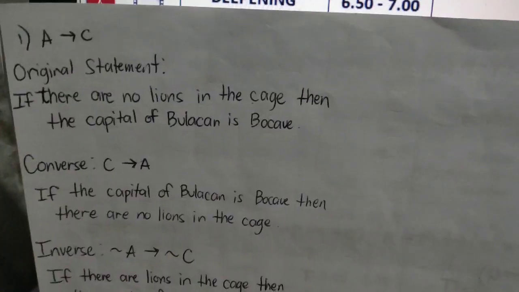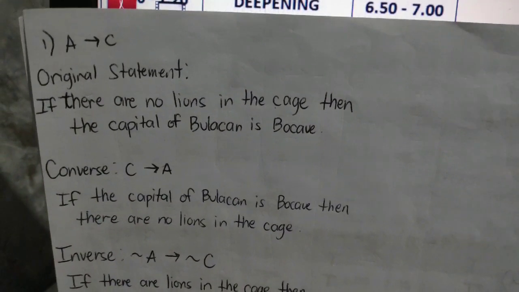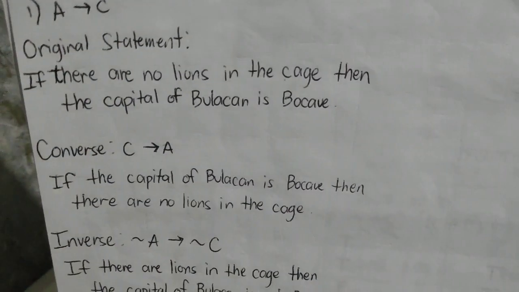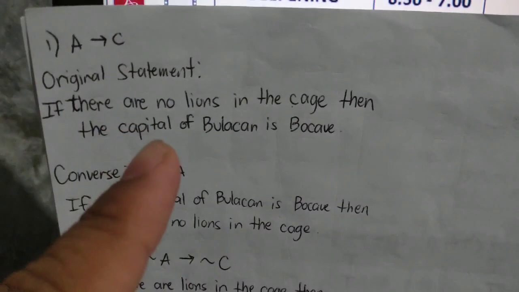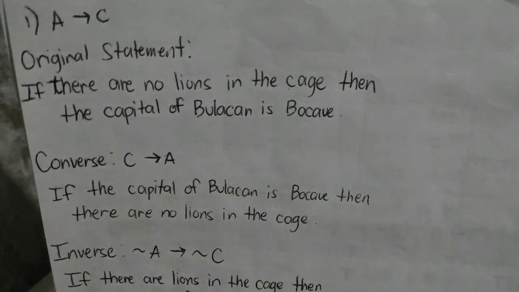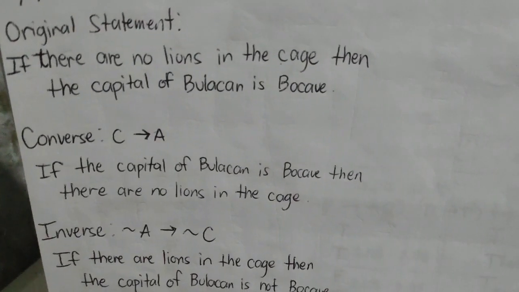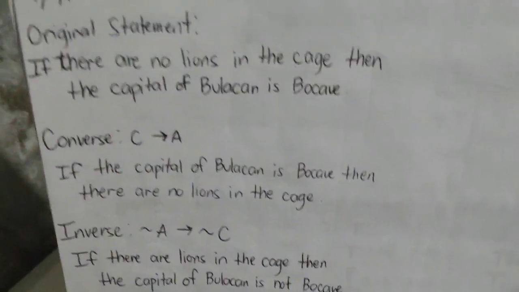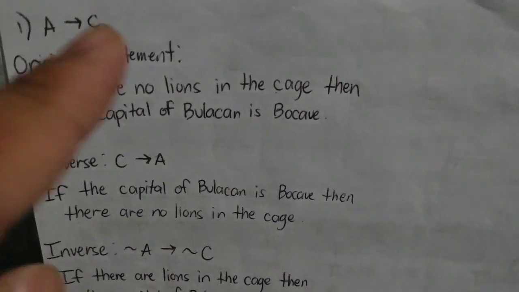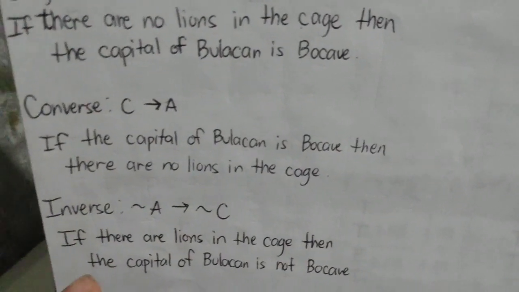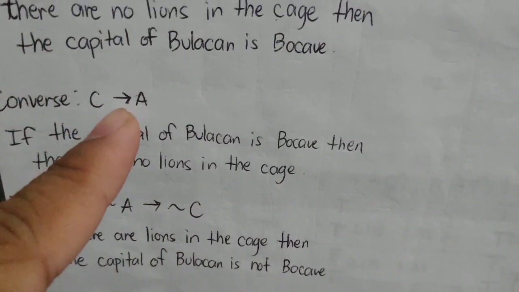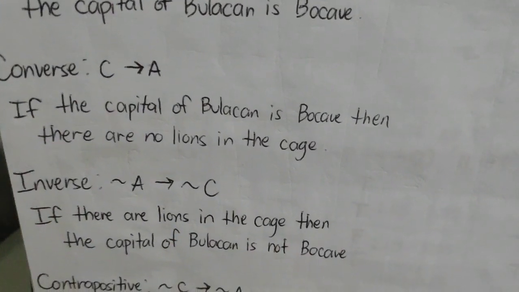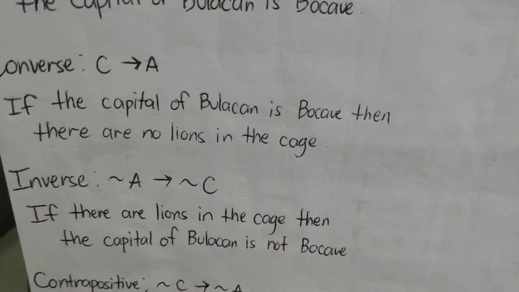So here is the example, we have statement A implies statement C. The original statement is: if there are no lions in the cage, then the capital of Bulacan is Bukawi. Now for the converse, as stated earlier, you will just switch the position of A and C. So the converse of A implies C becomes C implies A. So the converse will be: if the capital of Bulacan is Bukawi, then there are no lions in the cage.